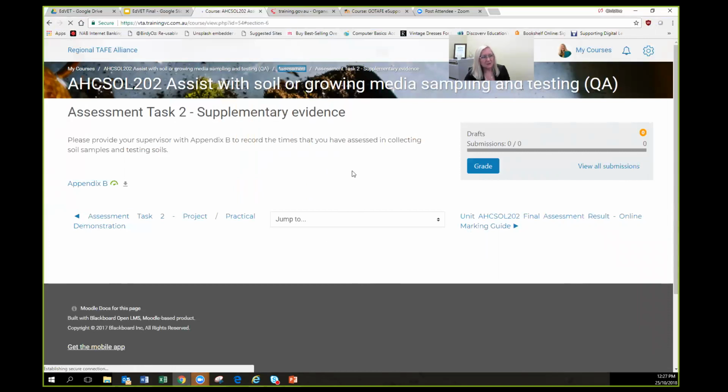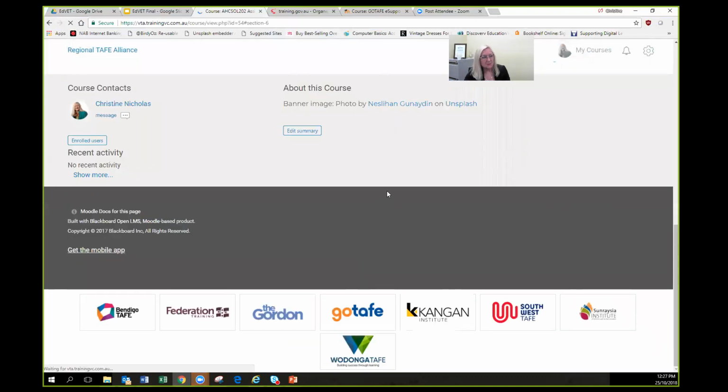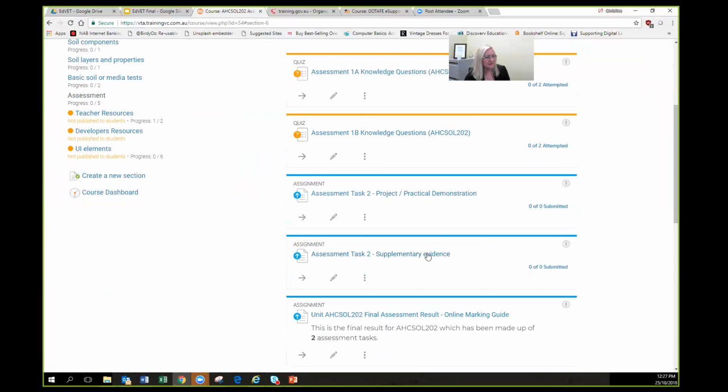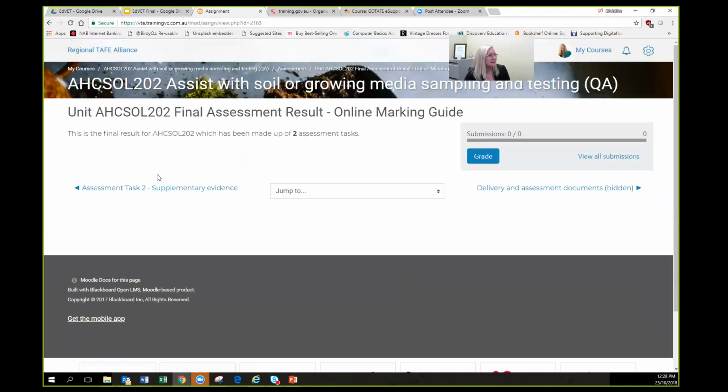And one thing that we do, once we've decided what assessments we would do, in our Moodle, we actually create a final assessment mark. So this one here, unit final assessment result, because each of these would be marked either satisfactory, not satisfactory. But to say whether they're competent or not, we actually have a final assessment. And in there, it would say whether they're competent or not competent. Okay, so that's how that one works.